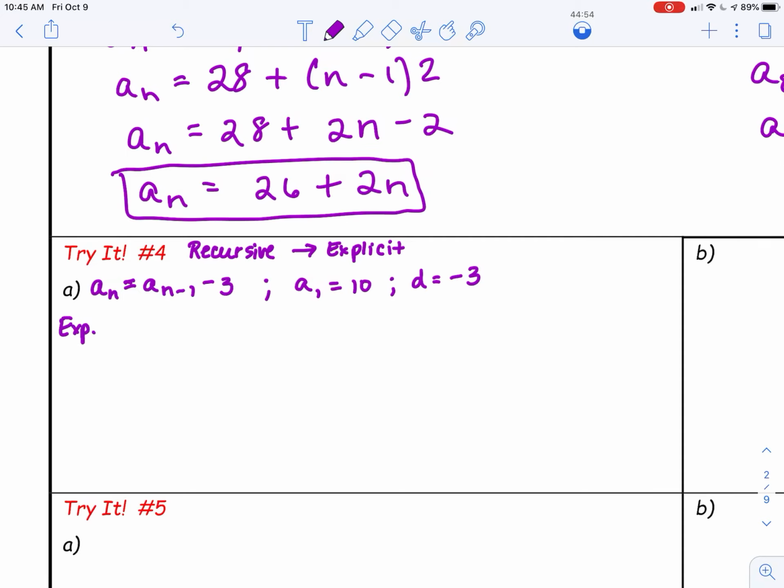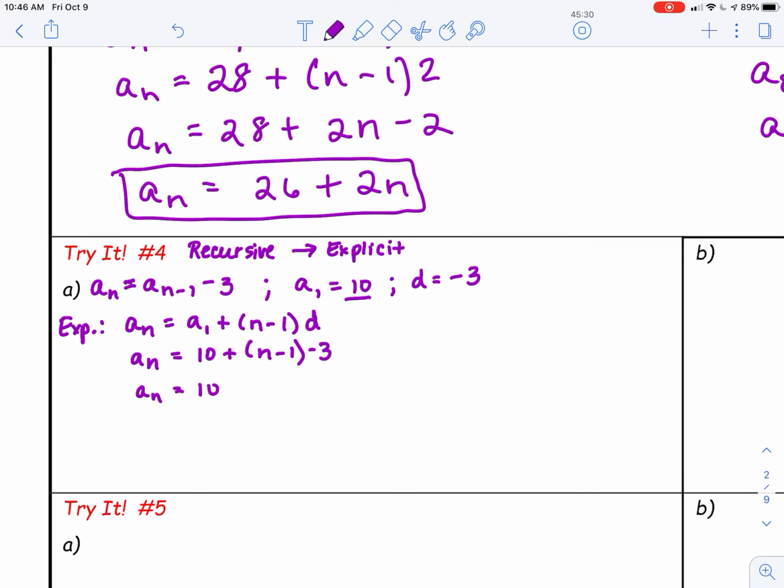So let's write here that we're going to change this now into explicit. I'm just going to kind of abbreviate it there. So let's write down what the explicit formula looks like. The nth term is equal to the first term plus the previous term times the difference. And then we just substitute in what we have. So we know that the first term here is 10. We're told that right up here. And we know the difference is -3. So we tack that on to the end.